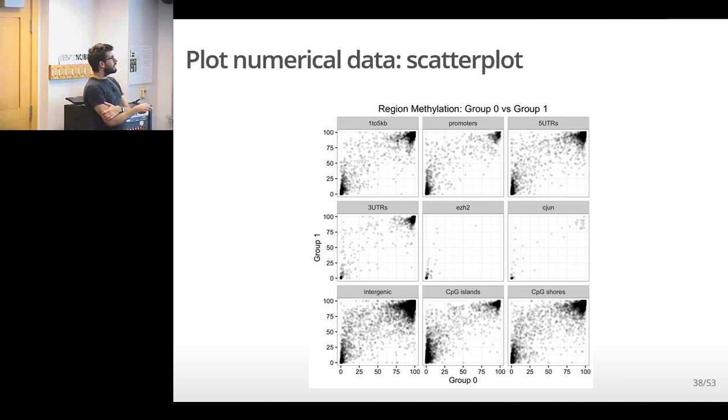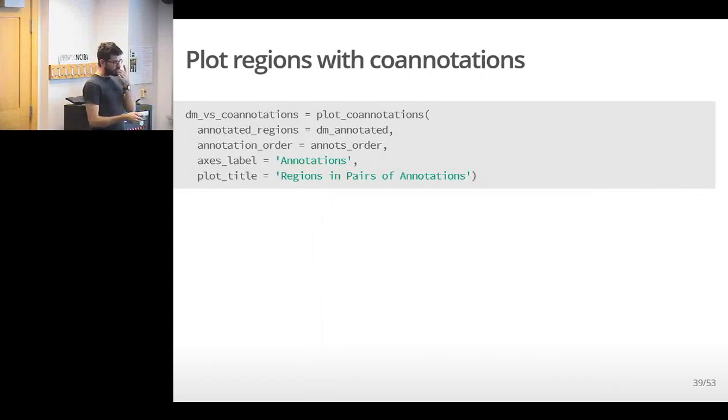So you can plot numerical data over a single column or over 2 columns if you like, depending on what kind of data you have. You might also be interested to know how regions are co-annotated. I've created a function called plot co-annotations that looks for exactly that and gives you a heat map. The function is quite simple. You give it your annotated regions like all the other ones, and what order you want them to be in.